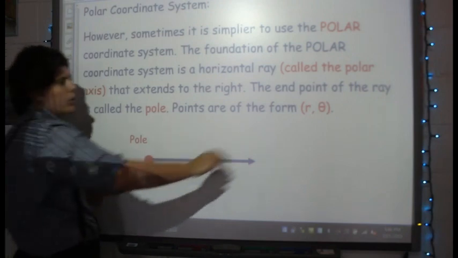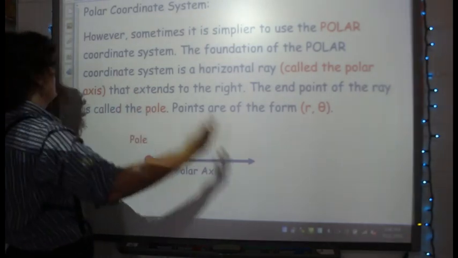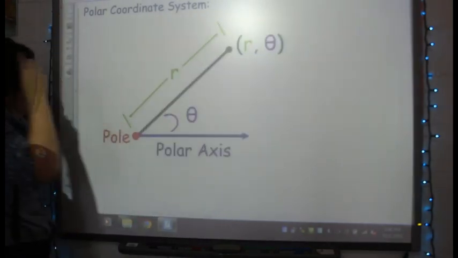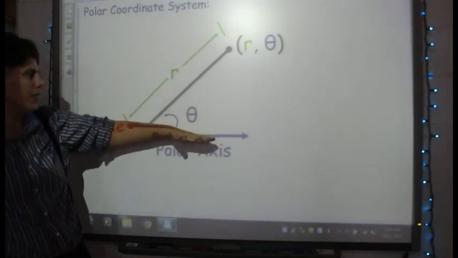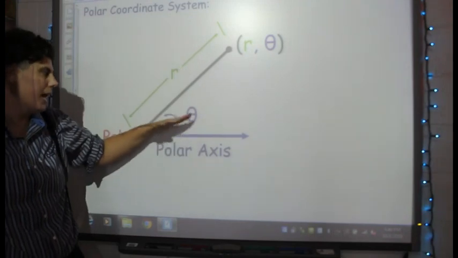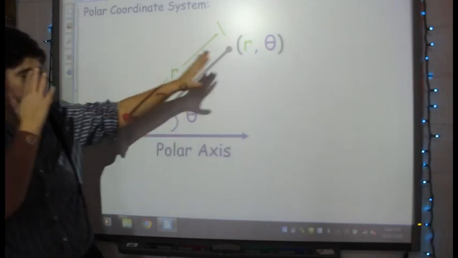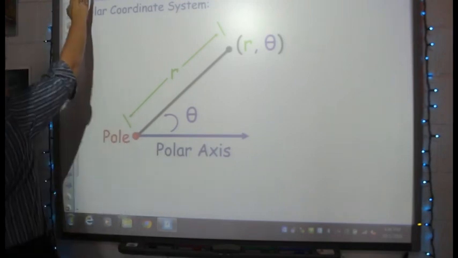And points are of the form r comma theta. Instead of an x and a y, we have an r and we have a theta. In the polar coordinate system, here is the polar axis, here's the pole, and then here is our r. This is the distance that we go out at a given theta. Again, the point is r theta. More on the points later. We're not going to focus too much on those now.